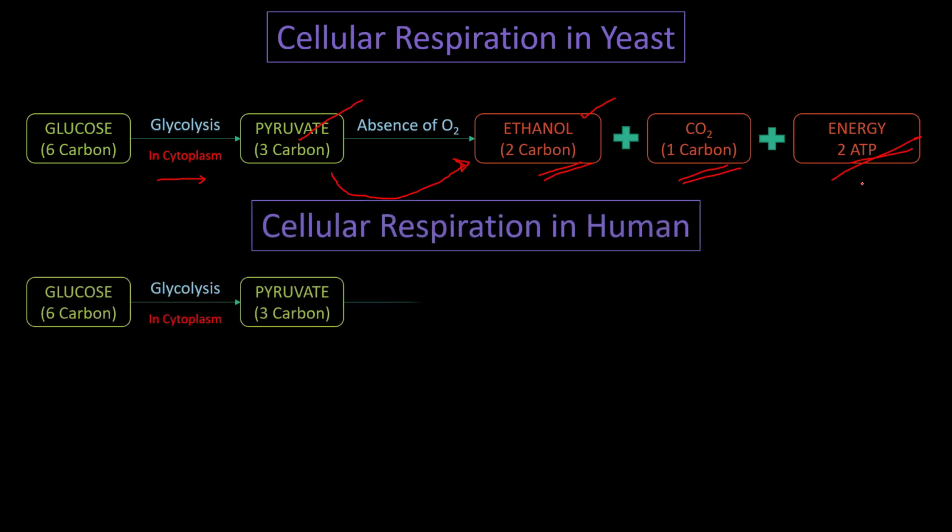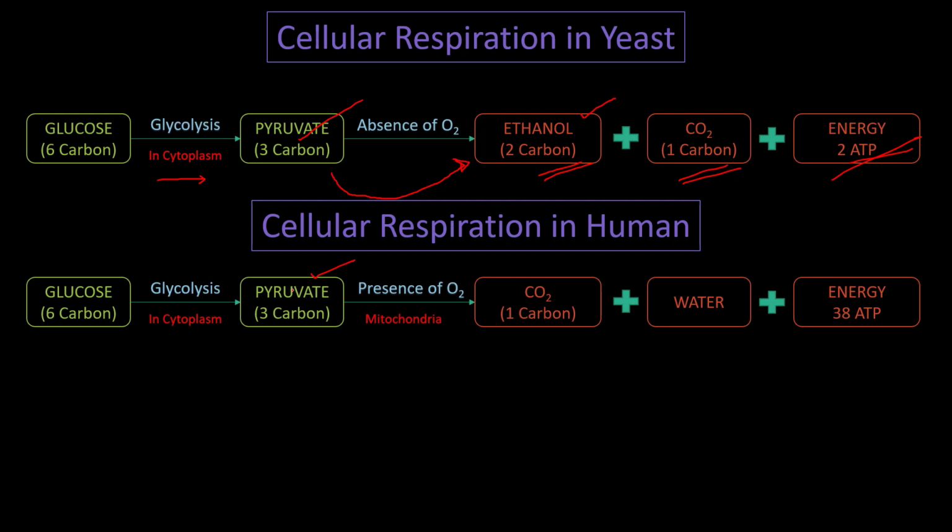Now, when we compare this with humans, as I said, this pathway is the same: glucose to pyruvate, glycolysis in the cytoplasm. The pyruvate here undergoes aerobic respiration and gets converted into carbon dioxide, completely broken down, completely oxidized. Along with that, it releases some amount of water and a large amount of energy, to be precise, 38 molecules of ATP. As you can see, here it is only 2 and here it is 38. So cellular respiration in humans, aerobic respiration, is much more efficient in energy production compared to anaerobic respiration.